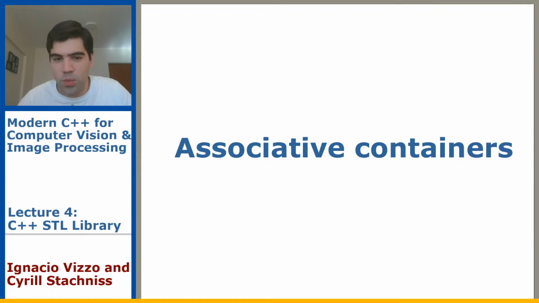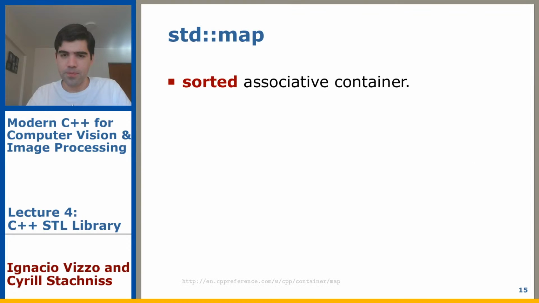Right, so these were containers that contain the same type of data. There's another kind of container. Actually, there are many of them, but we will see only two, in the C++ STL library, called associative containers. The idea of this is that you will associate data within the container. So one example is map. The map container is a sort of associative container.